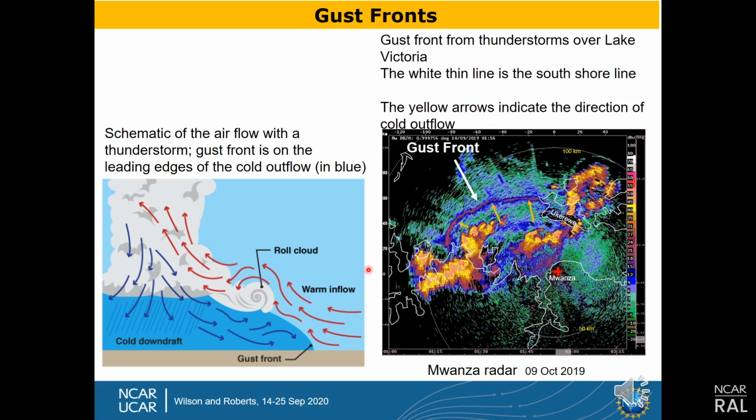Now, if we go over here and look at the schematic, we have the thunderstorms. Imagine these are the thunderstorms. And we have the cool air coming down from evaporation of the rain. And we get the cool air coming out. And of course, here will be the leading edge, our gust front. And the warm air will then ride up over this cool air, forming the updraft to the storm.